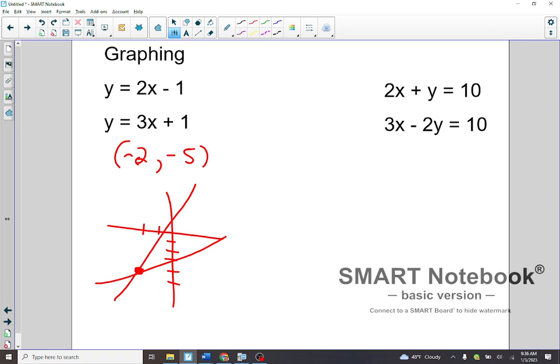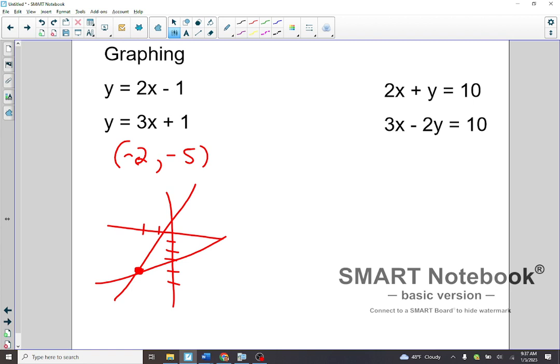This is -2, comma -5. It's a coordinate point, remember. It's -2, so 2 to the left, and then 5 lines down. Oh, I just saw the -2. Okay. All right. Next one.